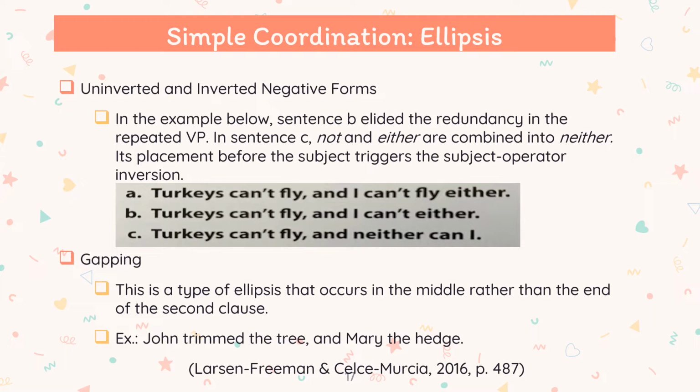There's also gapping. This type of ellipses that occurs is in the middle of the sentence rather than at the end of the second clause. So here's an example. John trimmed the tree and Mary the hedge. So we can see here that the word trimmed is in the middle of the second clause, and that was the part that was eliminated. So we have the gapping.